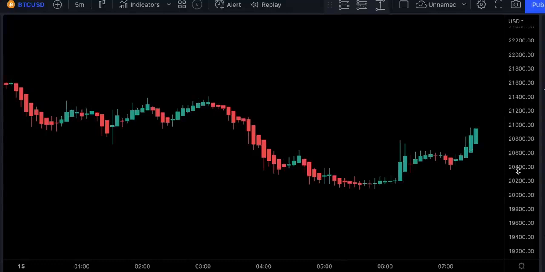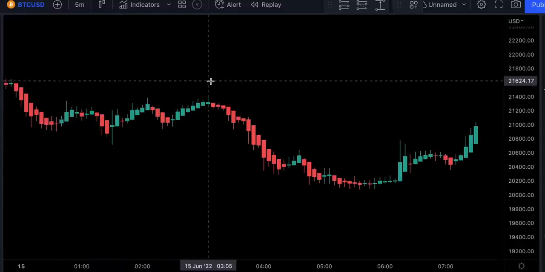Using Heikin Ashi as an exit indicator can be really beneficial. For example, your strategy issued a sell signal right on this candlestick.